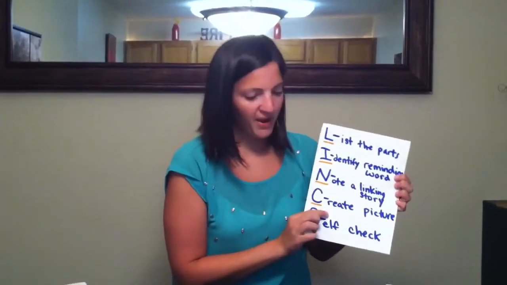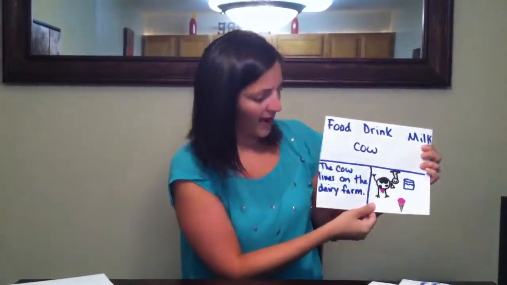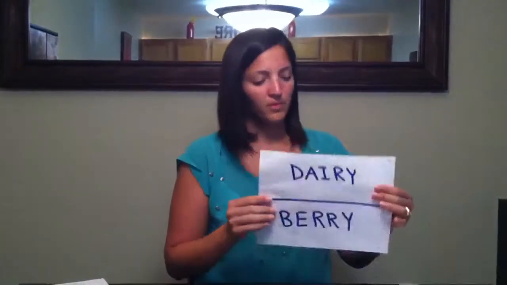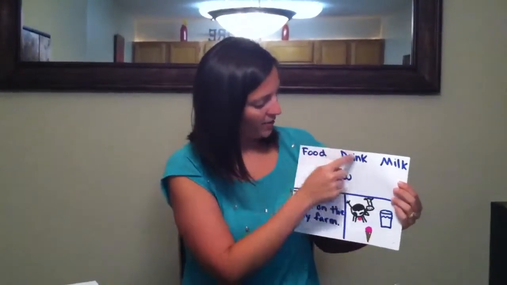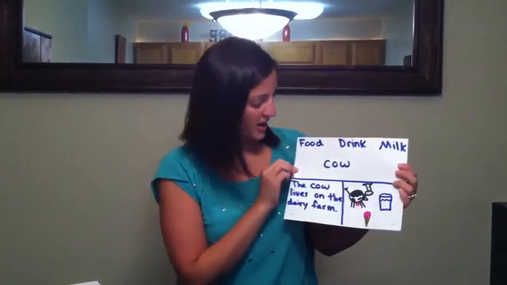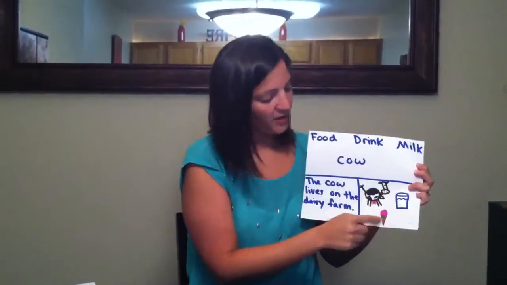So now that we've listed the parts, we've identified a reminding word, and we wrote a linking story, now we're going to go to C, create a picture. Now, dairy is a food or a drink that is made from milk. So I could draw a cow, I could draw a glass of milk, I could draw ice cream. So I drew each of those things in the bottom right-hand corner of the back of our paper. So now you should have your whole paper. On the front you should have the word dairy, the reminding word berry. You turn it over and you have more words that help you remember the definition of dairy. You have your linking story, and you have the picture that you've created.